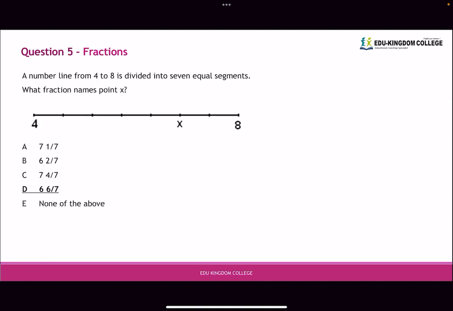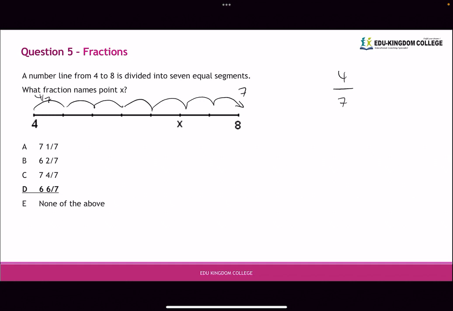Now, a number line from 4 to 8 is drawn. There are 7 spaces if you count. So 1, 2, 3, 4, 5, 6, 7. So from 4 to 8 is 4 units, but it's divided into 7 spaces. So it's 4 over 7, or 4 divided by 7. So each space is worth 4 over 7.